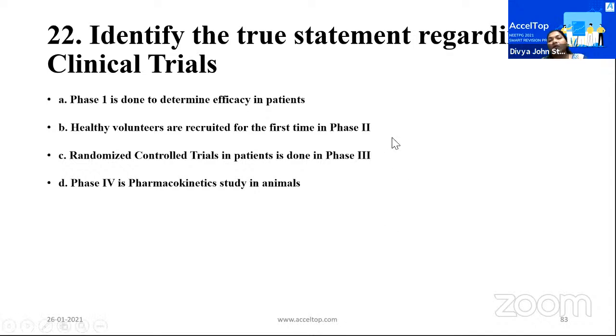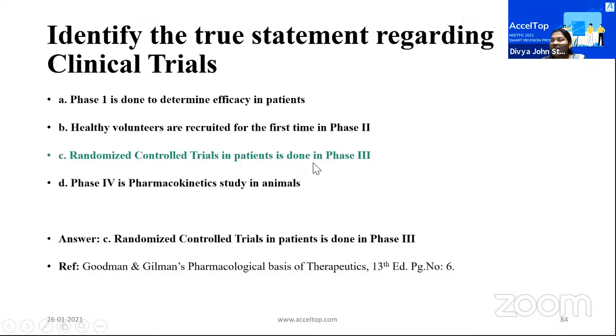Now, identify the true statement regarding clinical trial. Phase 1 is done to determine efficacy in patients. Healthy volunteers are recruited for the first time in phase 2. Randomized controlled trials in patients is done in phase 3. Phase 4 is a pharmacokinetic study in animals. So this is like one blunderous question that happened. You know that the answer is C. So these are all questions that have been asked over and over.